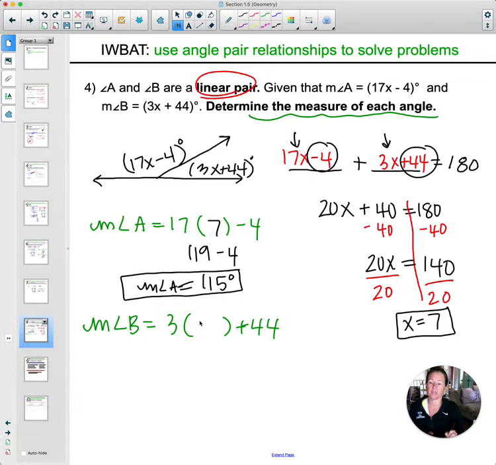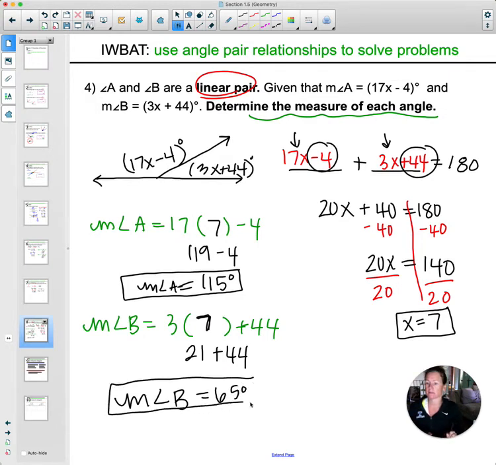So for angle B, 3 times x is 7. So we get 21 plus 44. So the measure of angle B is 65 degrees. And then check that those two total 180 degrees, and they do, so you're good. So that's using angle pairs.